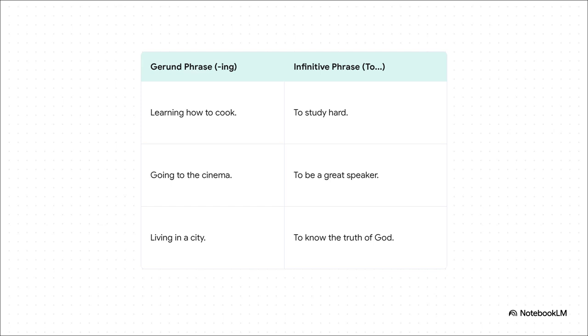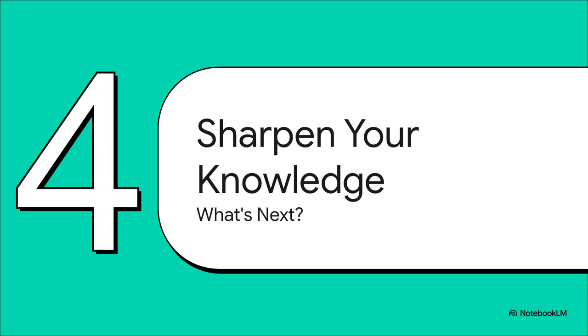Putting them right next to each other makes the difference crystal clear, doesn't it? Gerund phrases on the left kick off with an -ing verb and act like nouns. Infinitive phrases on the right have that signature "to" plus a verb. The key difference is right there at the very start of the phrase. So, we've unpacked five essential phrase types: noun, verb, prepositional, gerund, and infinitive.